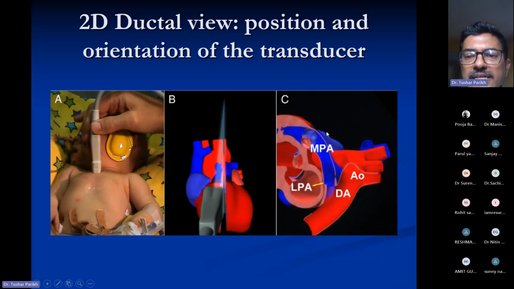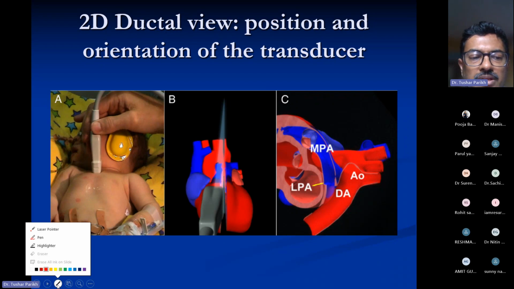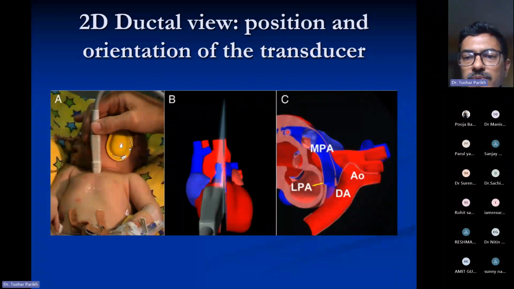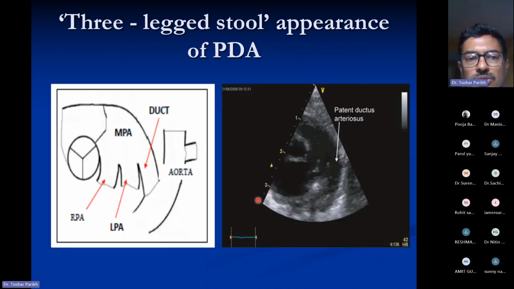And then what you see, as I showed in the previous figure, you trace the main pulmonary artery forward, and the most cephalad continuation of the main pulmonary artery is the ductus arteriosus. Try to locate this ductus arteriosus as it opens into the descending aorta. In the left high parasternal ductal view, you don't see the Mercedes-Benz aorta here. In that view, you will see mainly the main pulmonary artery.